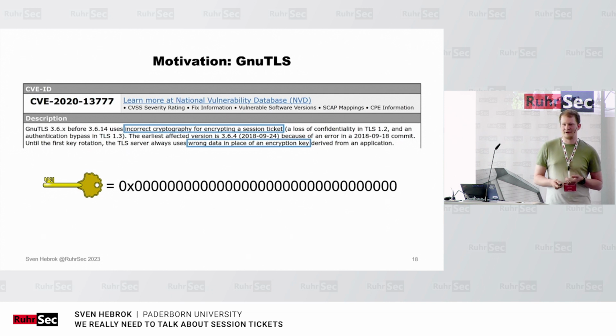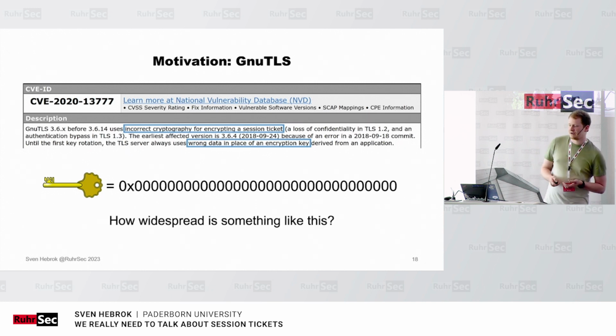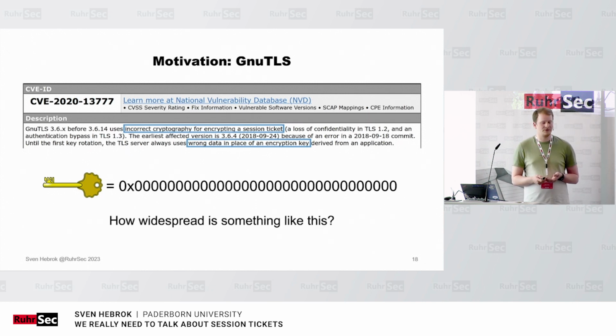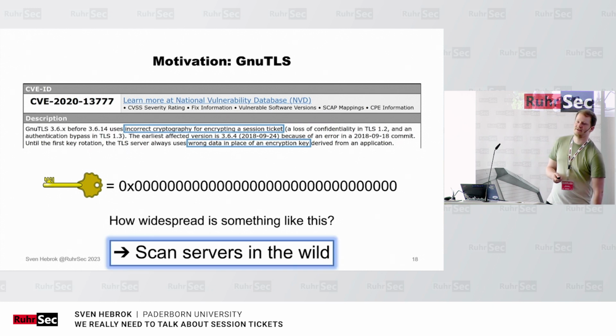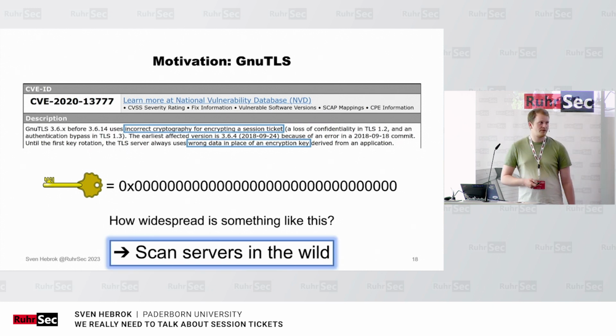So a common thing once you hear about a bug, you might think, okay, how widespread is this? How many people are affected by this? So how do we find this out? Of course, we know GnuTLS is affected. We could take a look at all the open source implementations, but we don't know who uses them. So we need to scan servers in the wild. That's what we want to do.